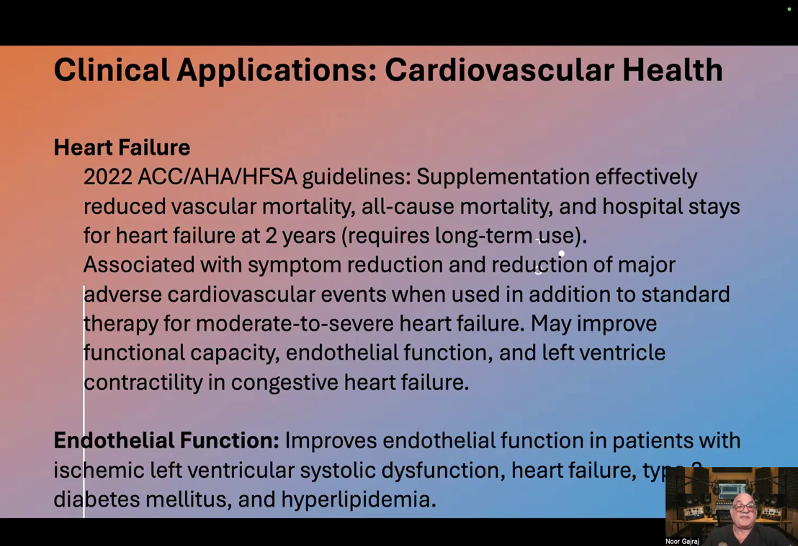It may improve functional capacity, endothelial function, and left ventricular contractility in congestive heart failure. Endothelial function: it may improve endothelial function in patients with ischemic left ventricular systolic dysfunction, heart failure, type 2 diabetes, and hyperlipidemia.